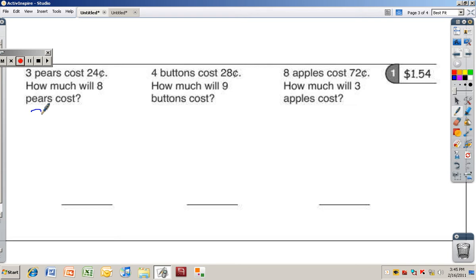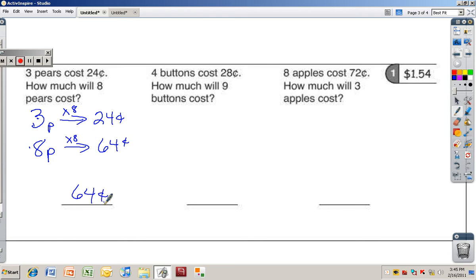Alright, so once again we have 3 pairs, 24 cents. How much will 8 pairs cost? Can't go from 3 to 8, but we can go from 3 to 24. 3 times 8 is 24. 8 times 8 is 64 cents. So your first answer, 64 cents.